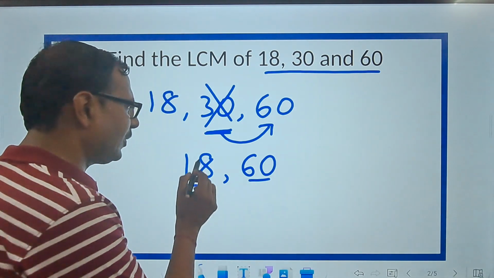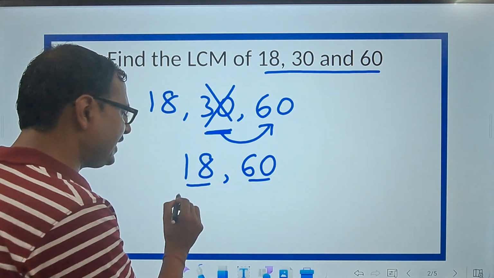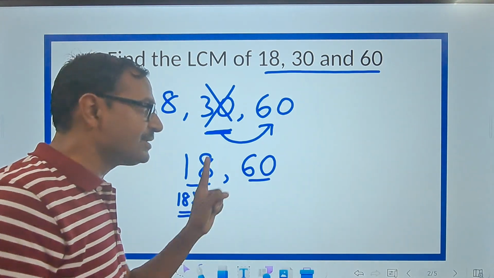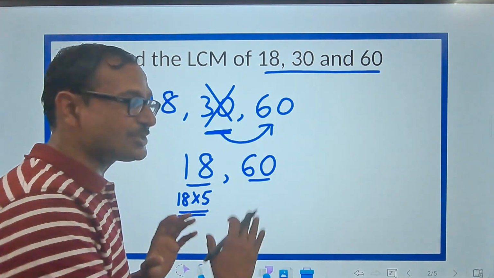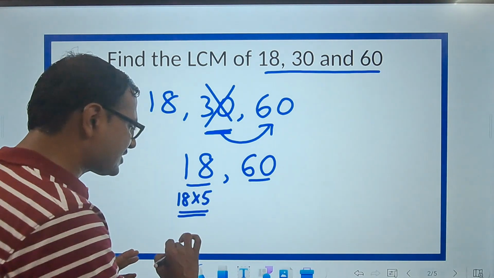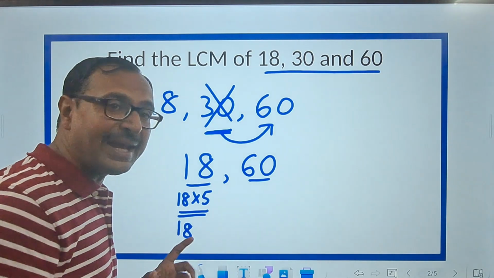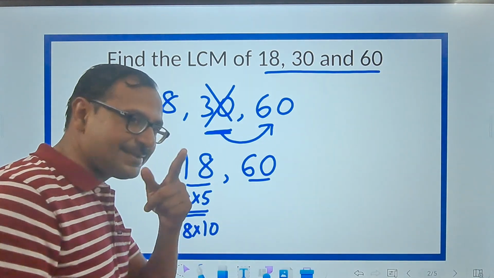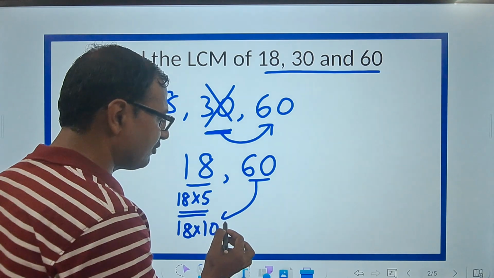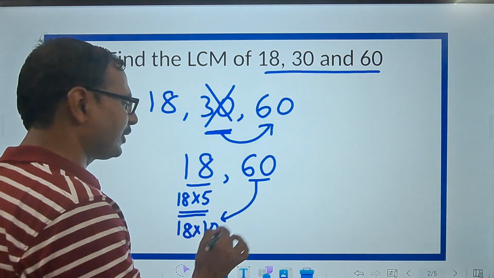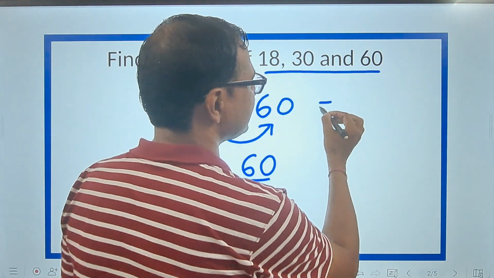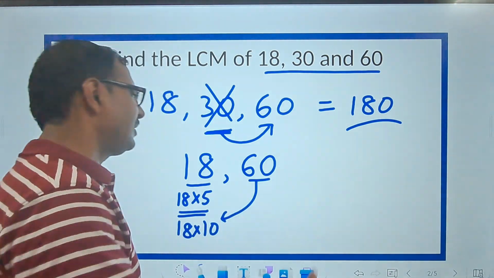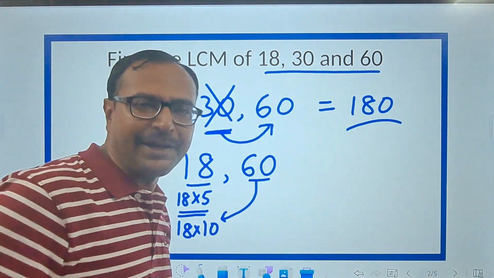Pretty easy, right? Now 18, if you see, 18 times 5 is 90. But 90 is not divisible by 60. So it is not a common multiple. The next multiple of 18 which ends in zero is 18 times 10, and that is 180. And see now, 60 divides 180 exactly, and therefore the LCM of these three numbers is 180. Pretty easy, right? Nothing is to be written, it is just in the mind.